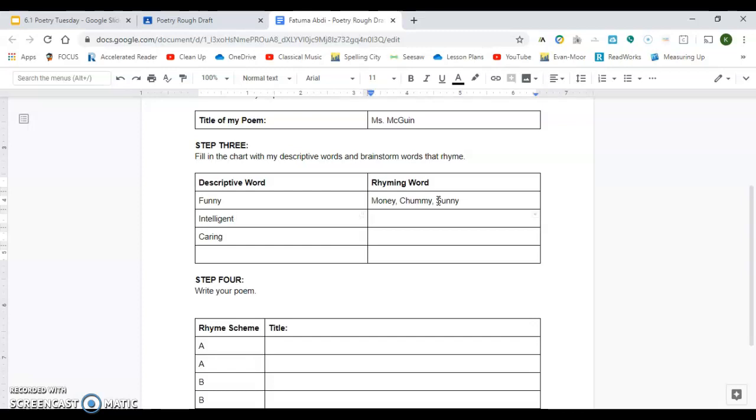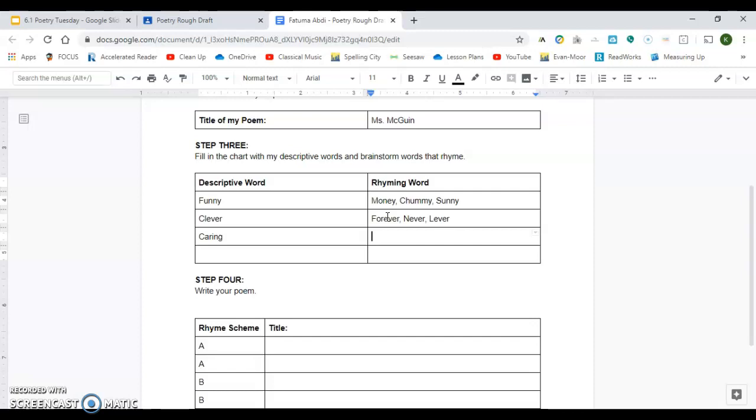Intelligent. Now that's a tough one. Intelligent, there's not a whole lot of words that rhyme with it. So I think I'm going to change this. I'm going to use another word that means intelligent. All right. I'm going to replace it with the word clever. Okay. So let me think of some words that rhyme with clever. Forever. Never. Clever. 3 words is a good list.